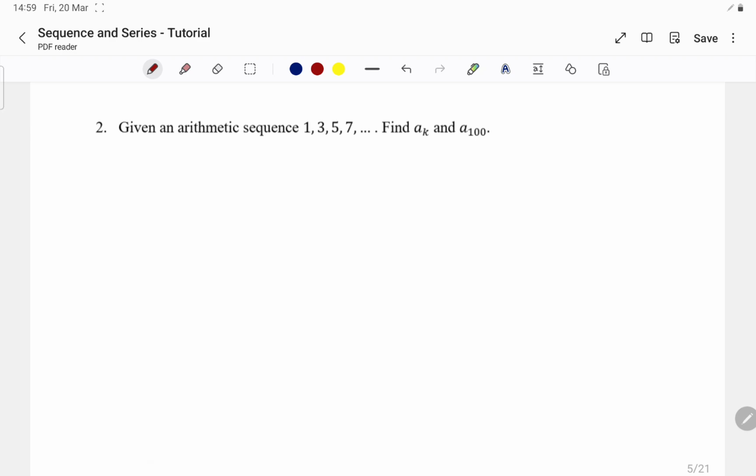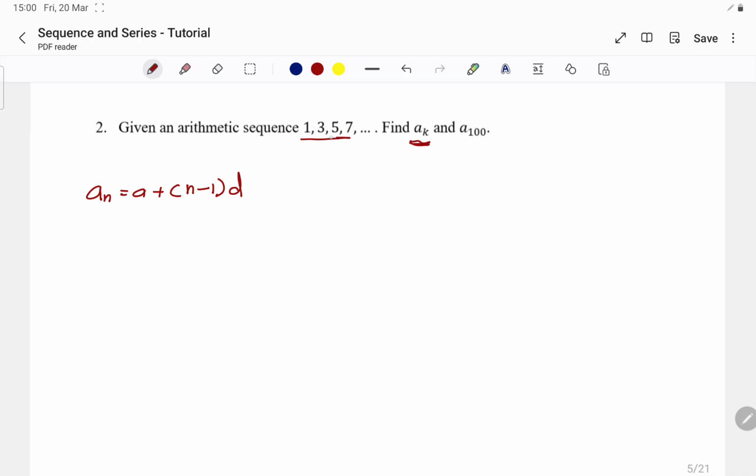Given an arithmetic sequence 1, 3, 5, 7, find Ak and A100. So that means we want to find the term Ak. Ak is the nth term, for which we have the formula An equal to a plus n minus 1 d. Now what we have to do is find a and find d.